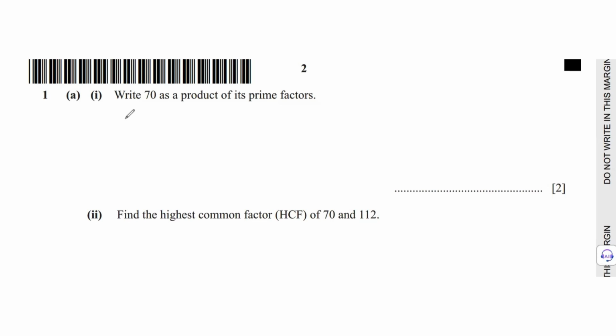The first question says, write 70 as a product of its prime factors. So 70 can be split into 7 times 10. 7 is a prime number, so it stays as it is. 10 can be split into 5 and 2. Since all these three are prime numbers, it's going to be 2 times 5 times 7. We cannot further break these down.